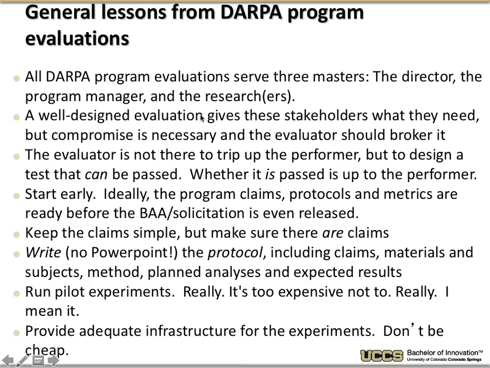Some of these are also useful because they give you an idea of how research funding agencies view it. Paul Cohen gave this talk to the program managers, the people who run the research programs at DARPA, so it tells you something about how they're looking at it. All DARPA programs serve 3 different masters: their boss, the director; the program manager, the person in charge of that particular program; and the researchers. So we have 3 different things we want out of an evaluation. Those are the 3 primary stakeholders.